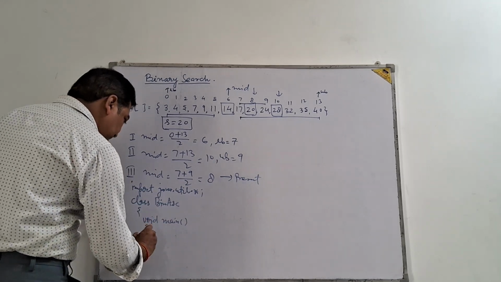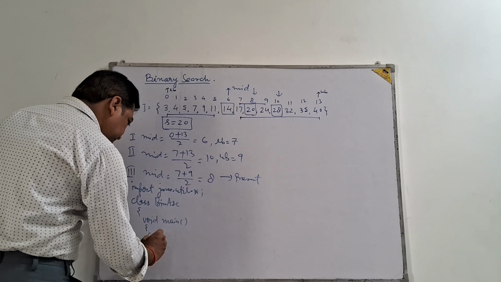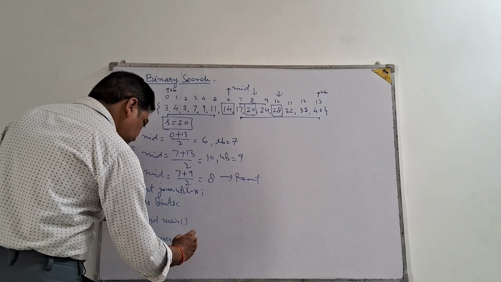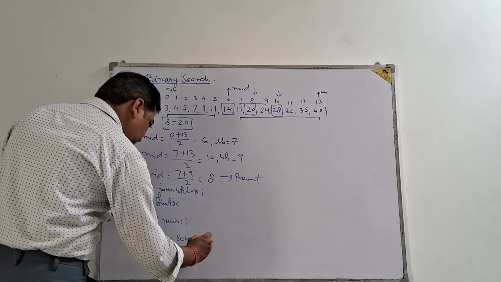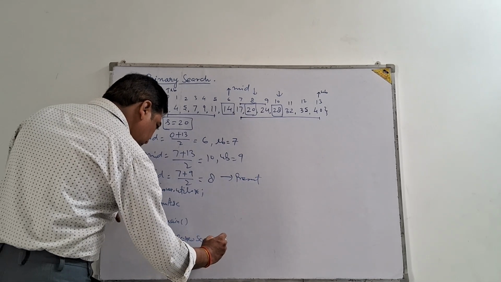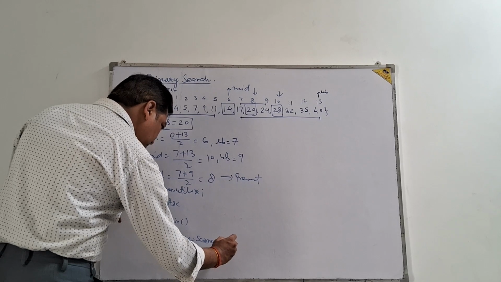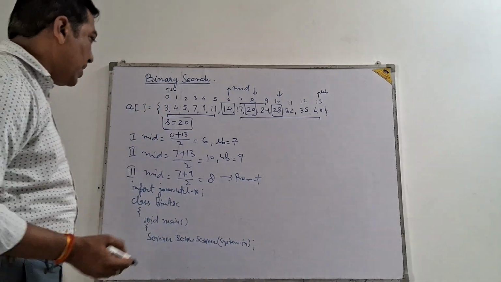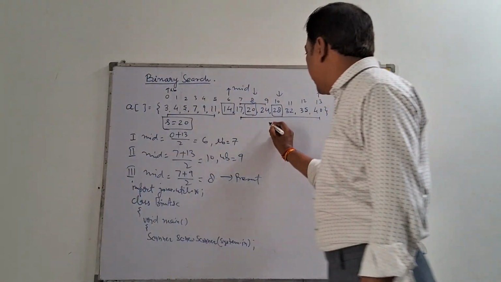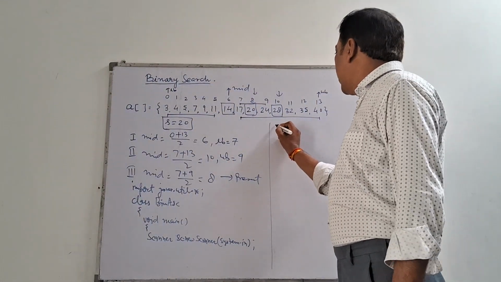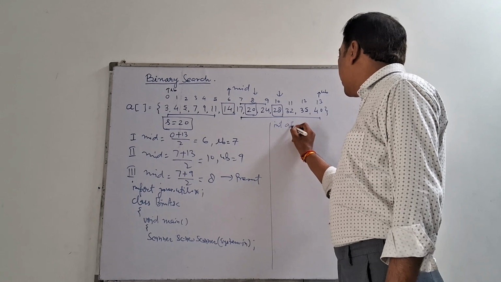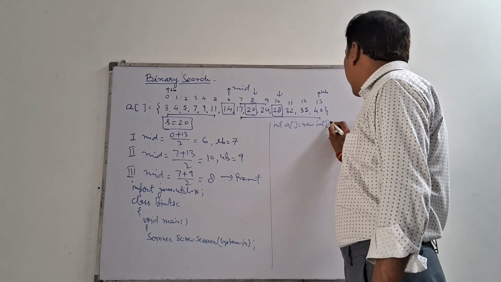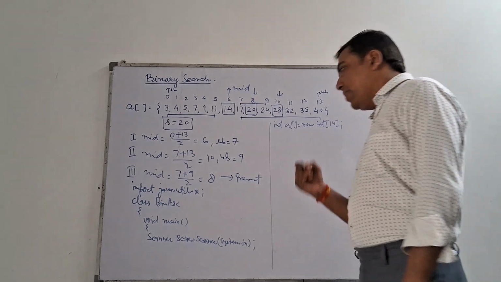Now scanner object. Now we have to make an array of size 14 just according to this. So int a[] = new int[14]. Now we'll take the input.